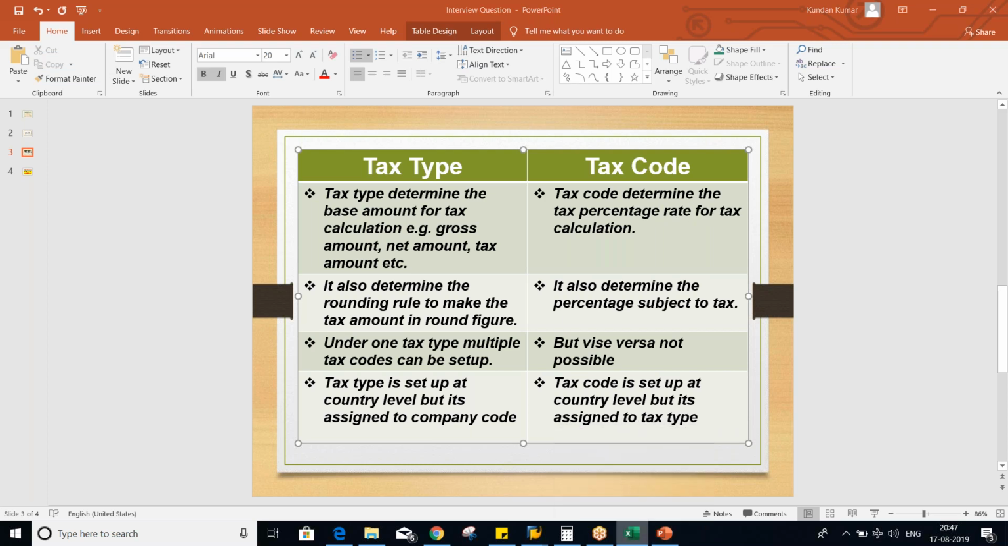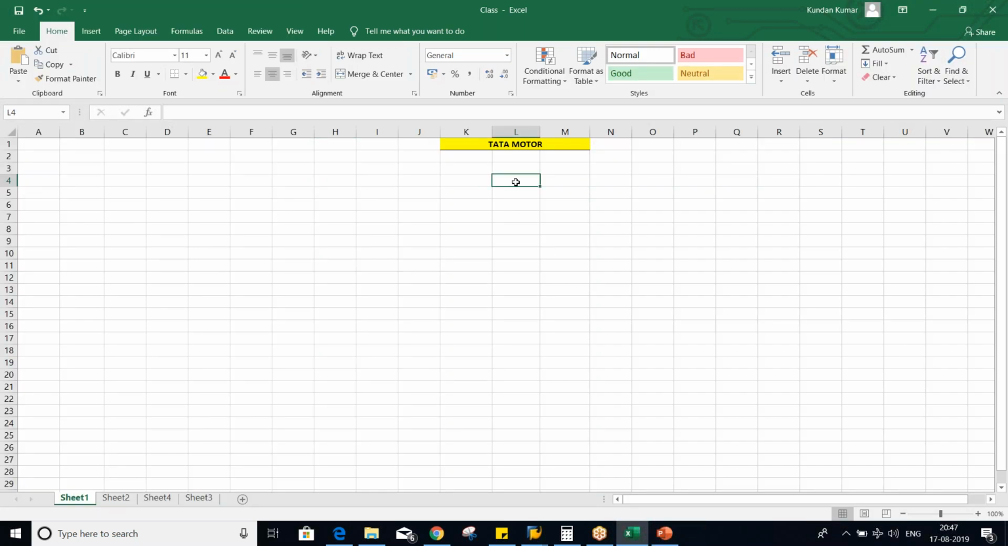Now, if we talk about any sort of taxes, the first thing which comes to our mind is what percentage, in the sense, what is the tax rate? Let's suppose the tax rate is 10%. Now, the next question in your mind will be, on which amount is this 10% going to be calculated?